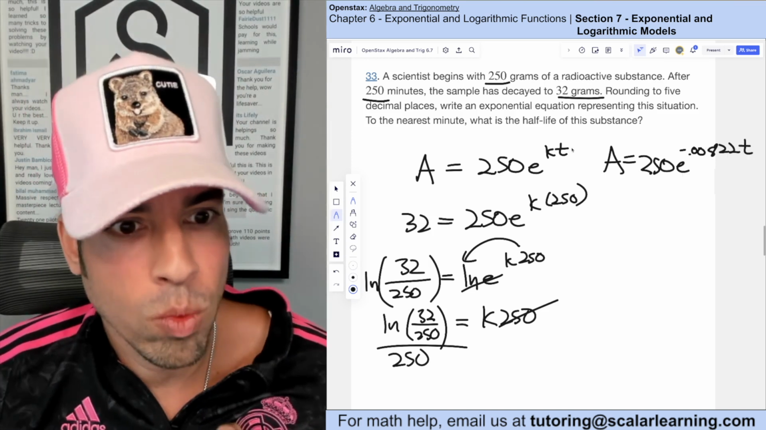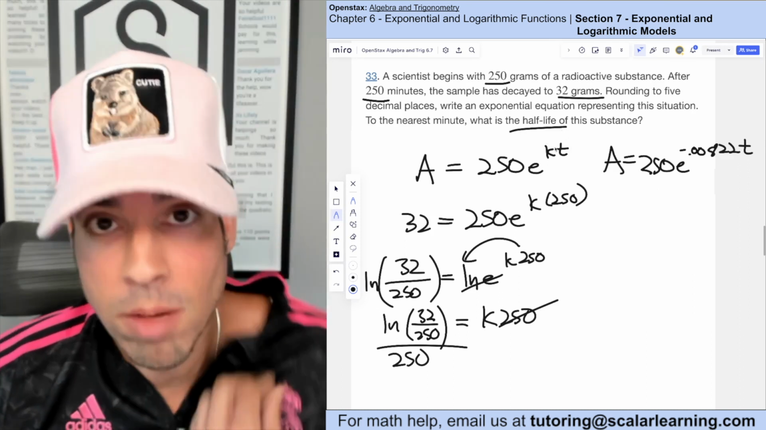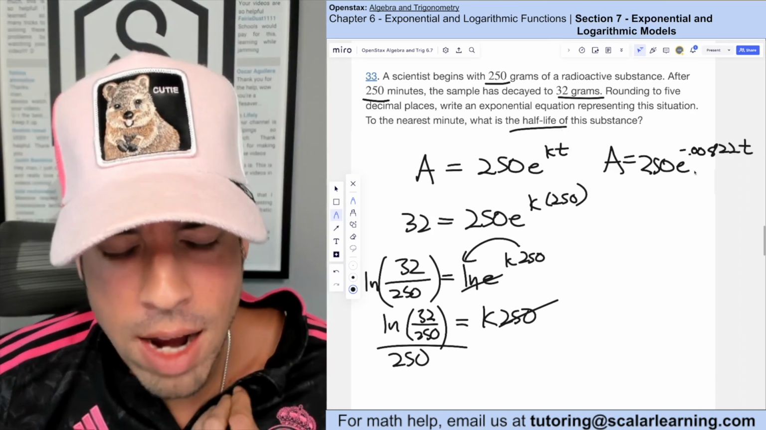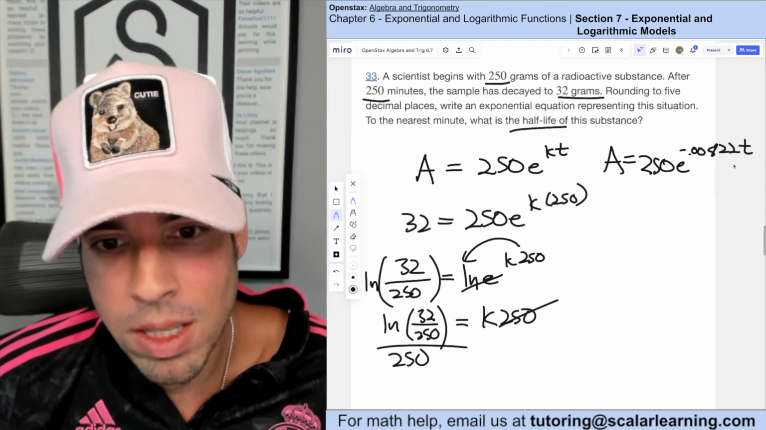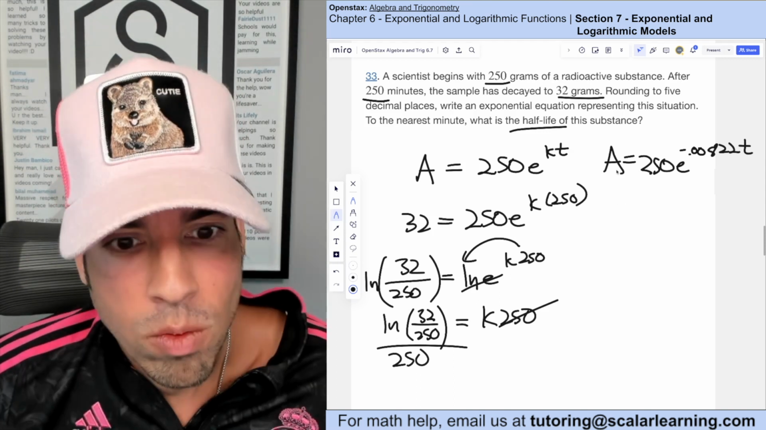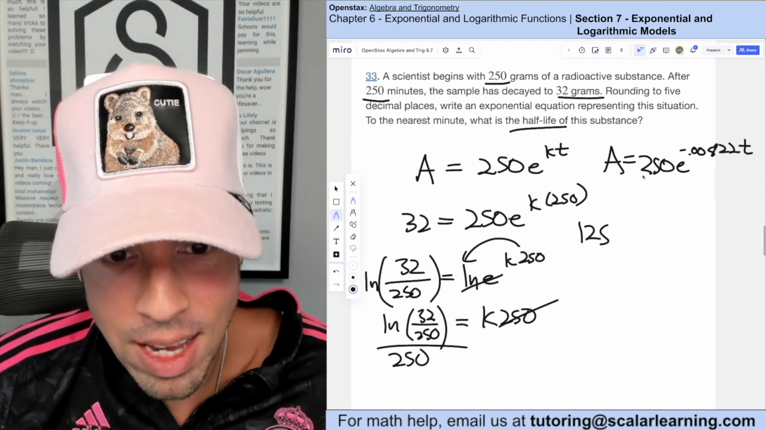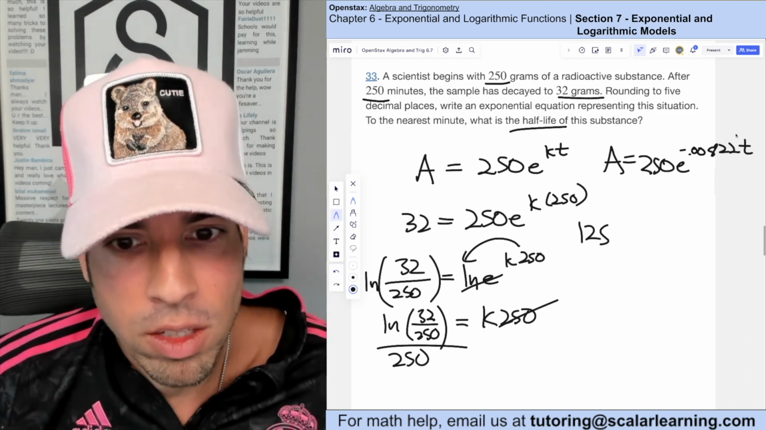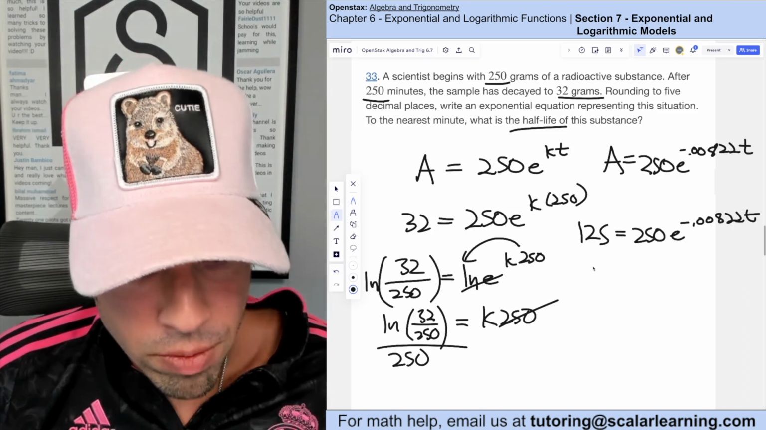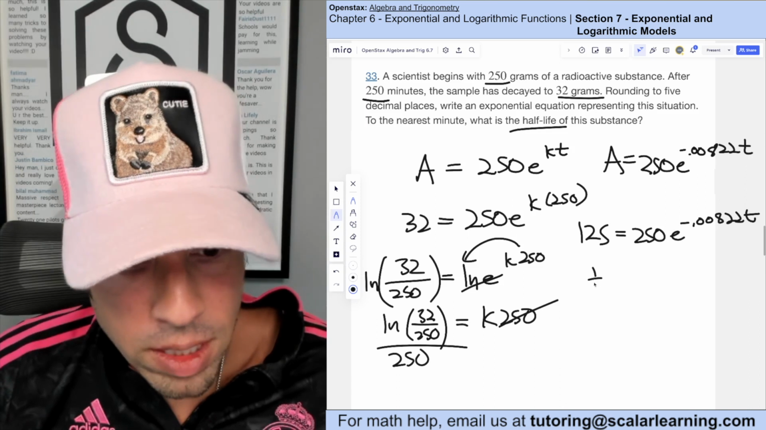And now the question is, what is the half-life of the substance? Meaning, how long does it take for half of the substance to go away? Well, we can figure that out now with this equation. We can plug in 125, exactly half of the original amount, and solve for t. So first we're going to divide by 250. 125 divided by 250 is half.